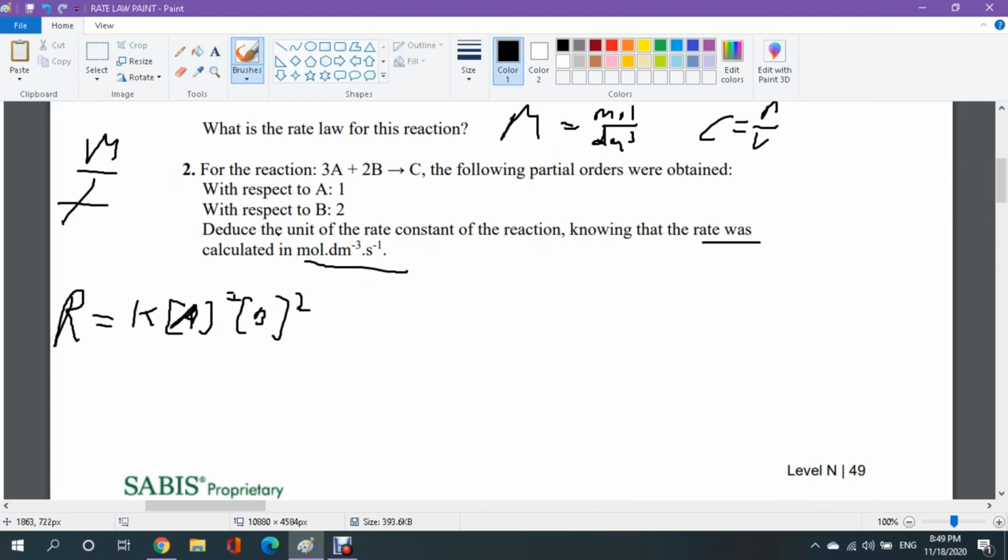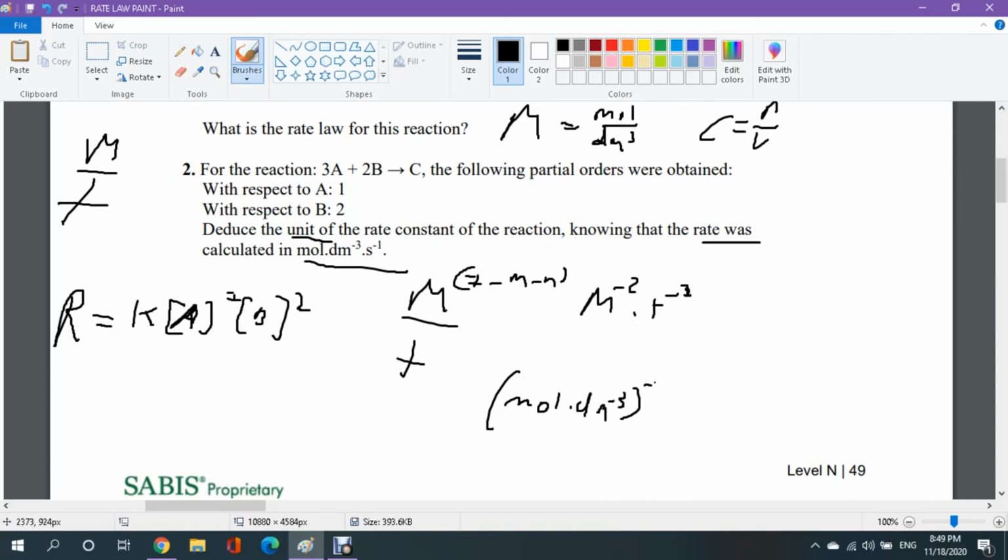Okay, so now to find the unit of the rate constant, we can use the formula that I gave you before, which is molar to the power of 1 minus m minus n over time. And m and n in this case are 1 and 2, so 1 minus 1 minus 2 would give you minus 2, so it's molar to the power of minus 2 times time to the power of minus 1. But this isn't the final answer because they don't want it in this form. They want you to use mole per decimeter to the power of negative 3. So instead of molar, we just put mole per decimeter to the power of negative 3, the whole thing to the power of negative 2, times time to the power of negative 1.